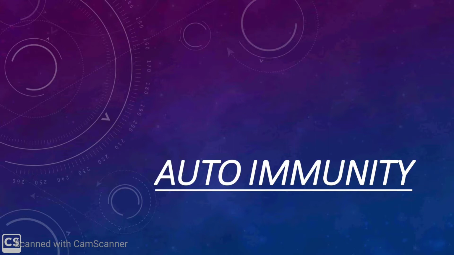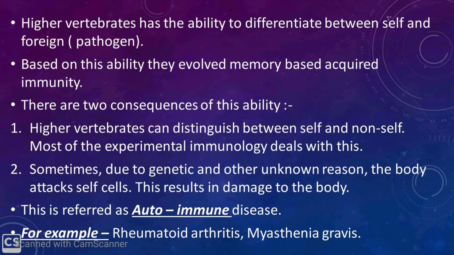We have already studied how our immune system works. Memory-based acquired immunity evolved in higher vertebrates. It is based on the ability to differentiate foreign organisms from the self cells.